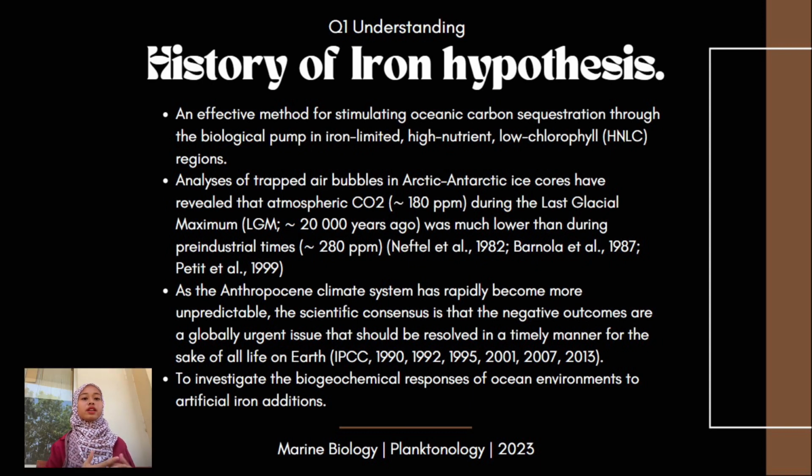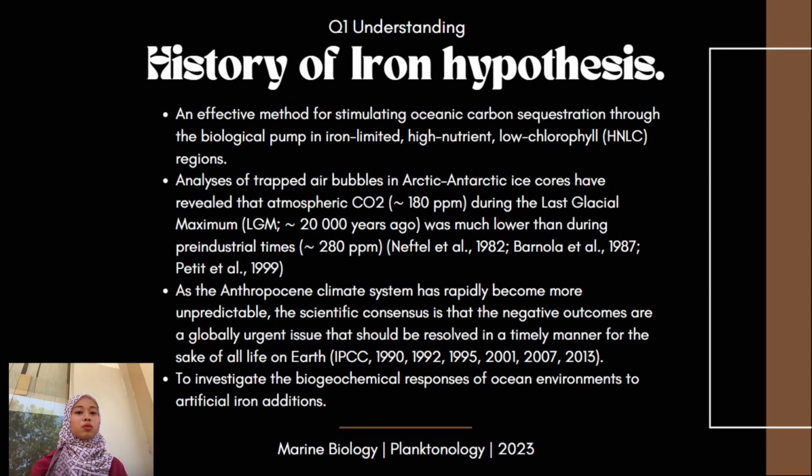Since the early Industrial Revolution, human activities have caused a rapid increase in atmospheric carbon dioxide, a major greenhouse gas, from about 280 ppm to about 400 ppm nowadays, which has led to global warming and ocean acidification as indicators to reduce global greenhouse gas emissions ASAP. Since anthropogenic activities are uncontrollable, scientists agree that the negative outcomes are a globally tough issue that should be settled for the sake of living things on Earth.